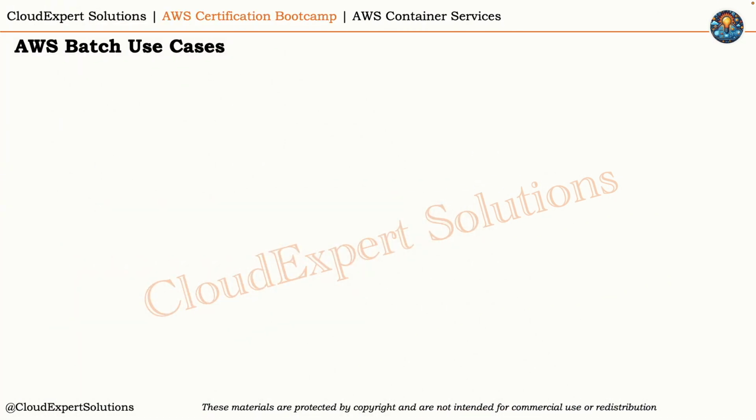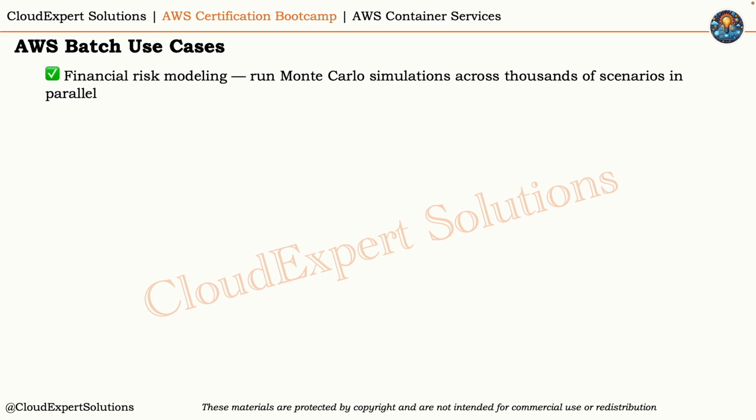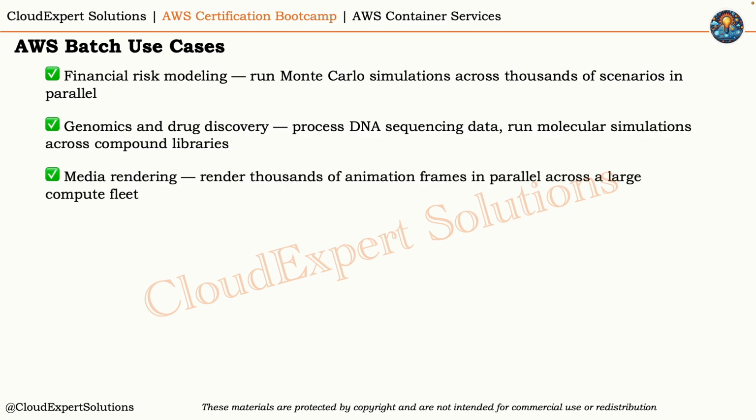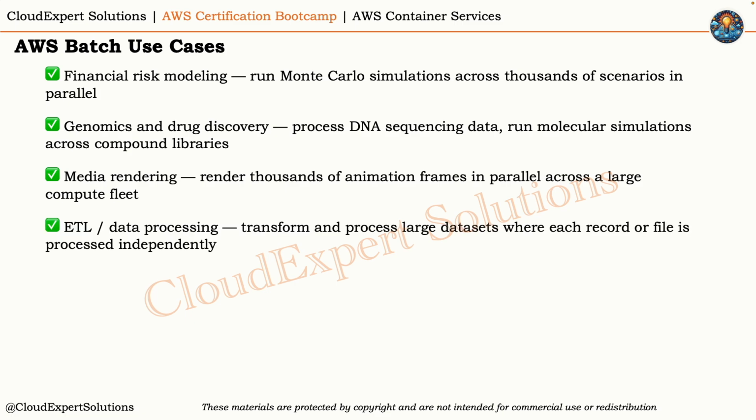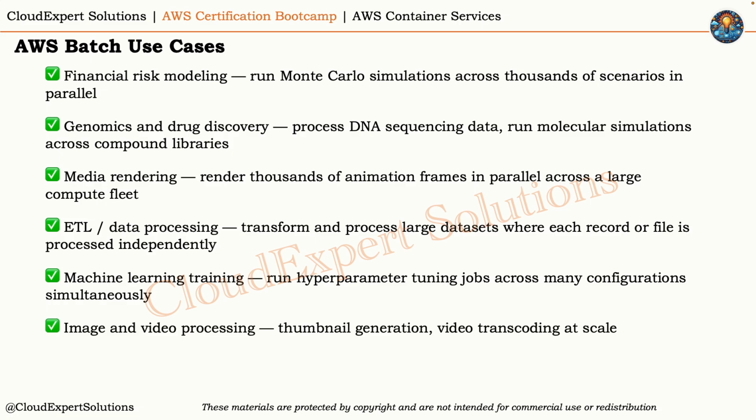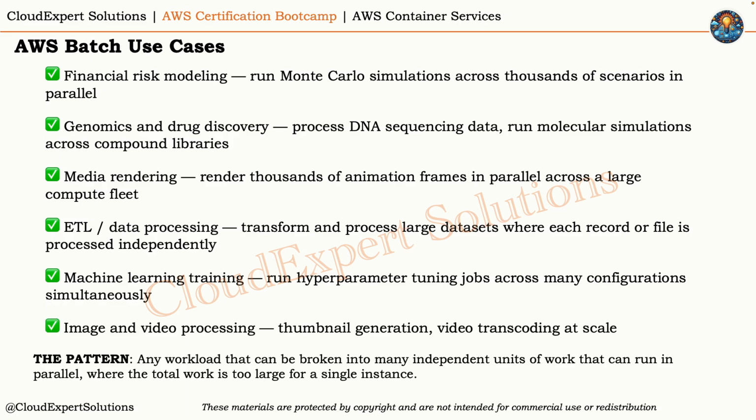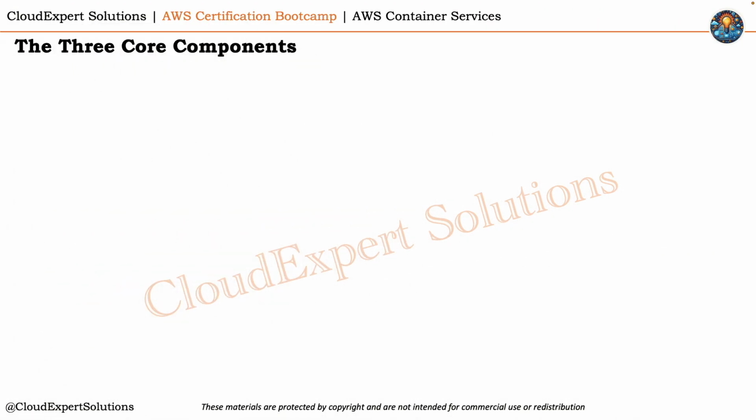Now let's review when AWS Batch is the right answer. First, financial risk modeling, then genomic and drug discovery, media rendering, large-scale ETL or data processing workloads, machine learning hyperparameter tuning, or image and video processing at scale. Here the pattern is always the same. Many independent units of work that can run in parallel, where the total volume is too large for any single instance and variable enough that running persistent compute would be wasteful.